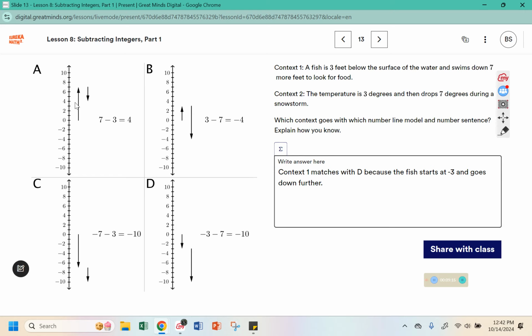Here in A, it swam up and then down. B would be up and then down. And C would be down 7 and then down 3. But it started with down 3 and then down 7. Context 2, it says it starts at +3. So this one would start at +3 and then drops. So then it goes down 7. It starts by increasing or going up to 3, then decreasing or dropping.